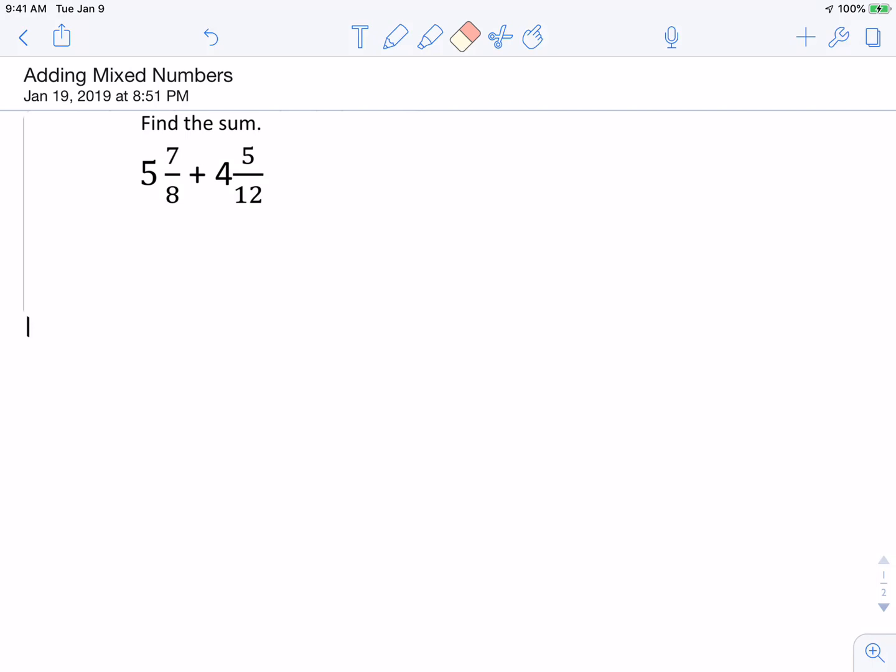Okay, find the sum. In this case, we have two mixed numbers. Remember, a mixed number is when you have a whole number with a fraction. Whenever starting an addition or subtraction problem, it's important to rewrite the number vertically. So I'm going to go ahead and rewrite the number vertically.